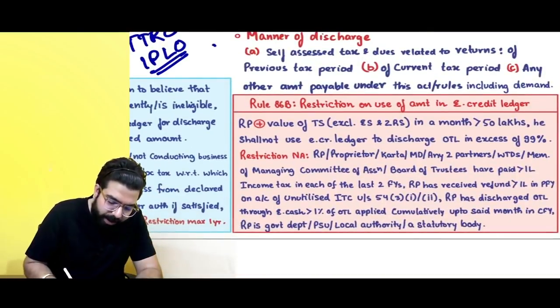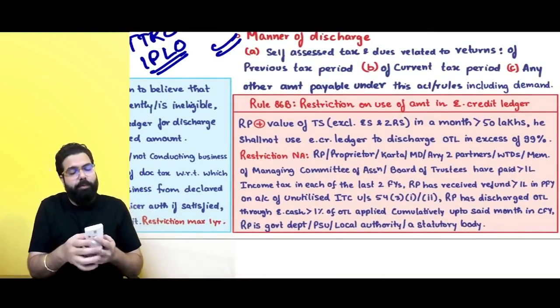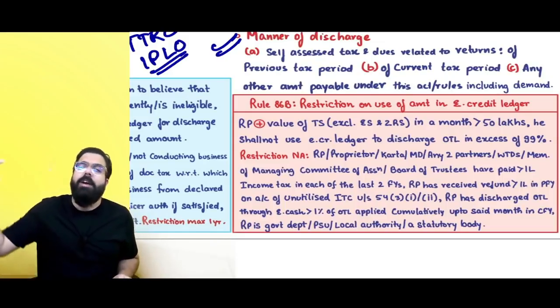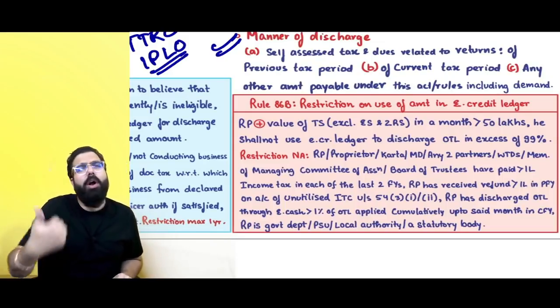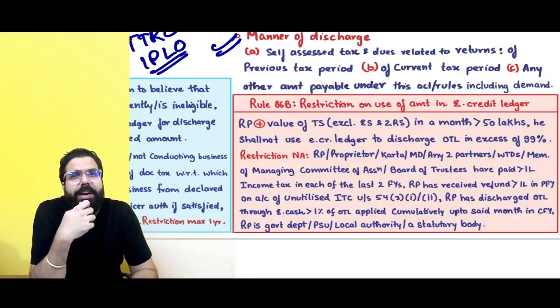The next one over here is, sir, if I have a liability which is payable, which liability do I have to go ahead and pay first? Should I go ahead and pay the last month's liability first, current month's liability first, or I have to go ahead and pay what is raised by the proper officer through a demand order?